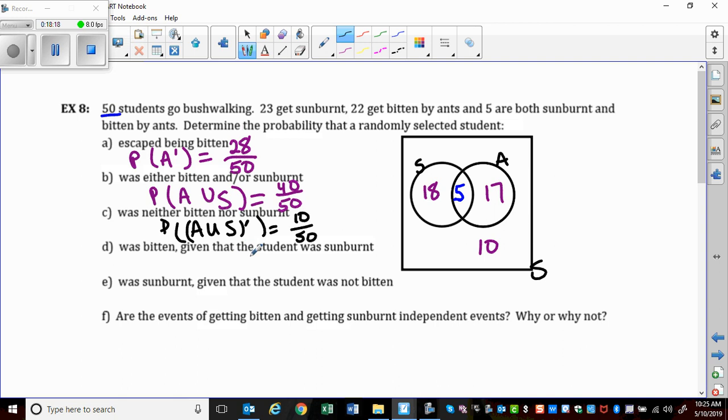Was bitten given that the student was sunburnt. So the probability of A, bitten by ants, given that he is sunburnt, which is the intersection A intersecting S, which is 5, over the probability of S, which is 23. Yeah, 23.